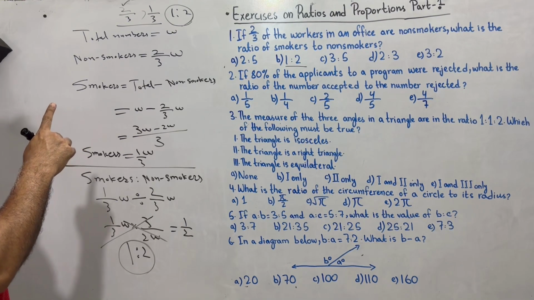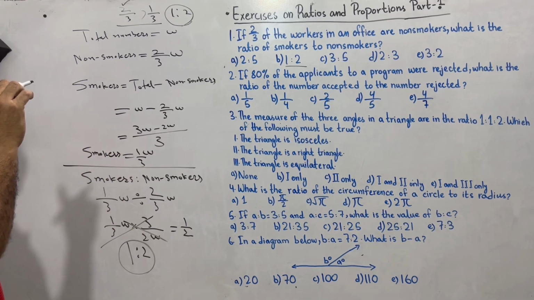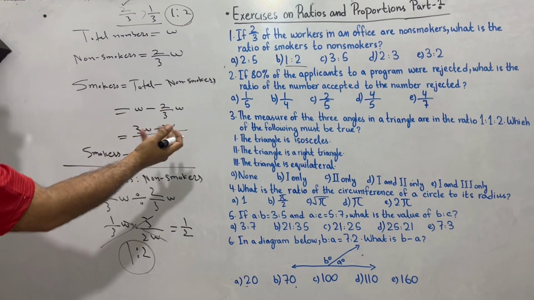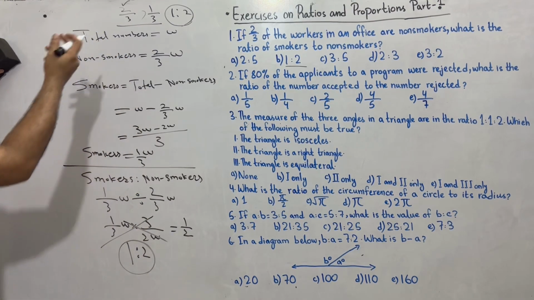In a ratio, if the total is not given to us, take 1, or you can take it as X. In case of workers, I have taken W.